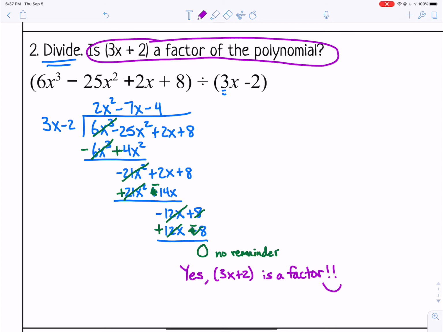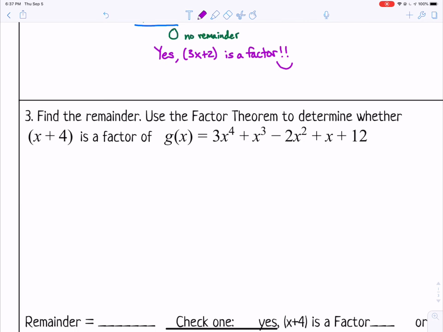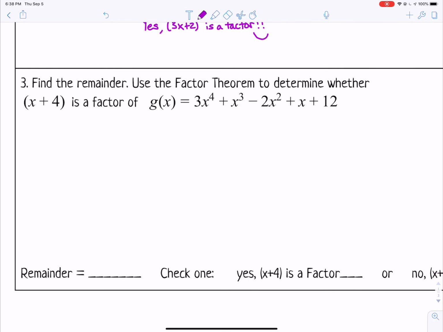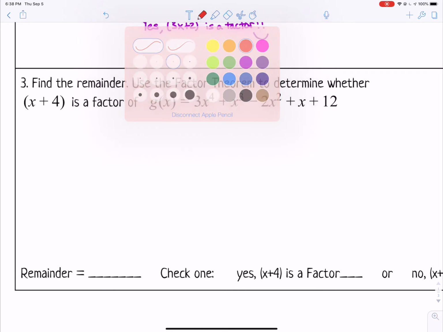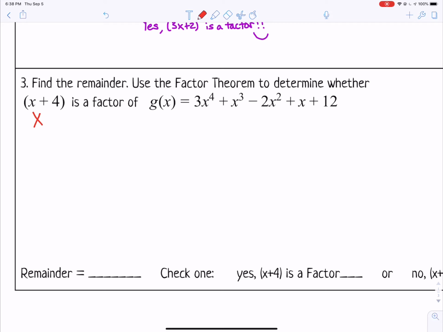Alright, let's take a look at number 3. Number 3 says, find the remainder, use the factor theorem to determine whether x plus 4 is a factor of g of x. So what we're going to do is do this the easy way. Because all you need to do to answer this question is plug in x equals negative 4, which is your root from that factor. So we're going to plug it in, and that will give us the remainder.